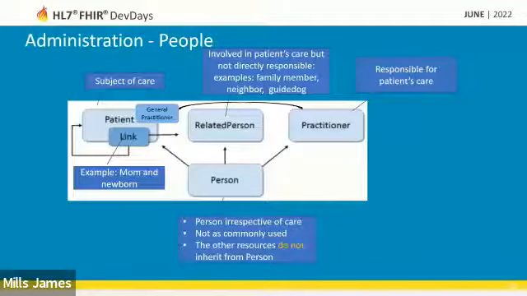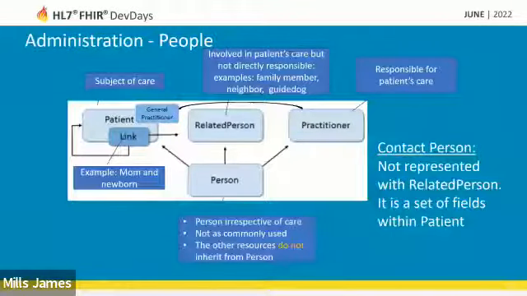And then there's another really important person related to a patient. And that is, who do you call? Who do you reach out to? The contact person. Whenever you're in a healthcare context, and especially in an acute care context, they need to know who they can talk to about you. And that contact person is represented directly in the patient resource. So there's a set of fields related to contact person right in the resource.